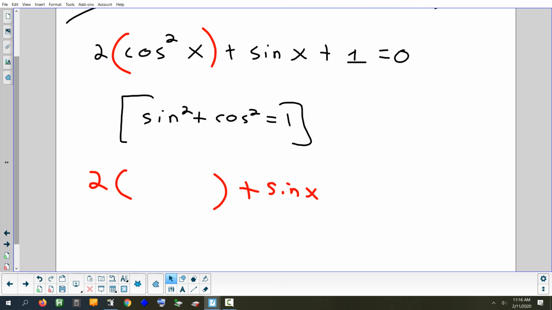Plus sine x plus 1 equals 0. Okay. What can you substitute in the parentheses for cosine squared? Yeah, 1 minus sine squared. Any question on that? So where'd you get that? That comes from the Pythagorean identity, right here. So that's something you're getting from section 7.4.